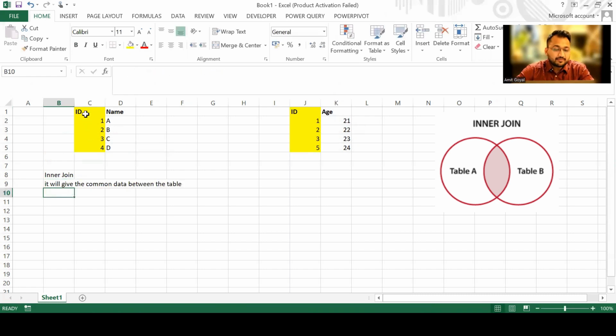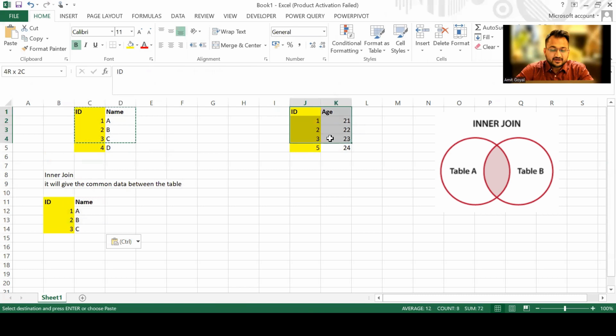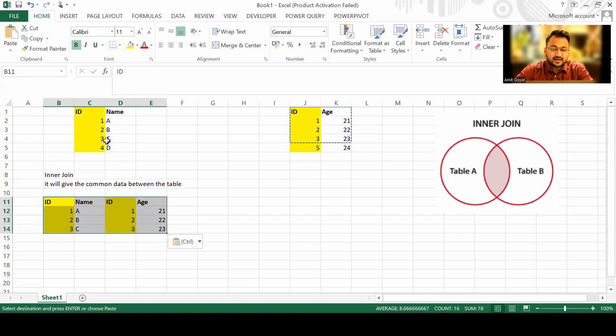Now what will happen is, if I join these two tables, my output is going to look like this: ID 1, 2, 3. So basically, this is the final output that I will get if I create an inner join.